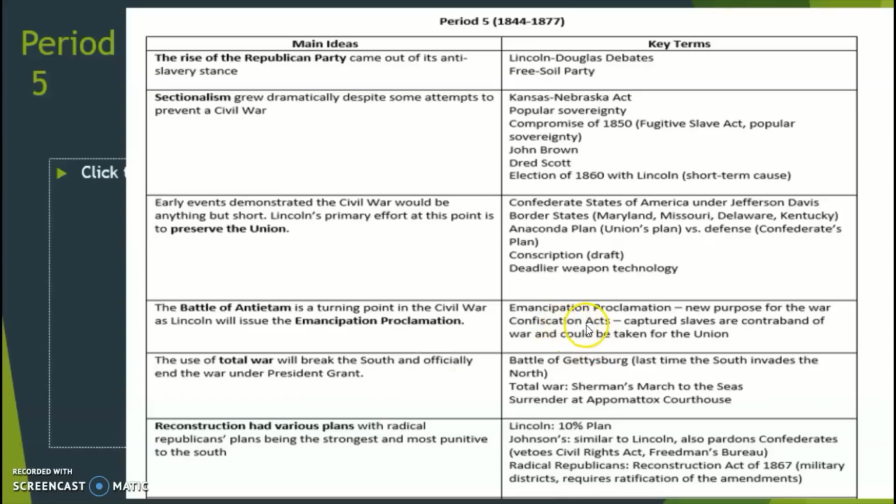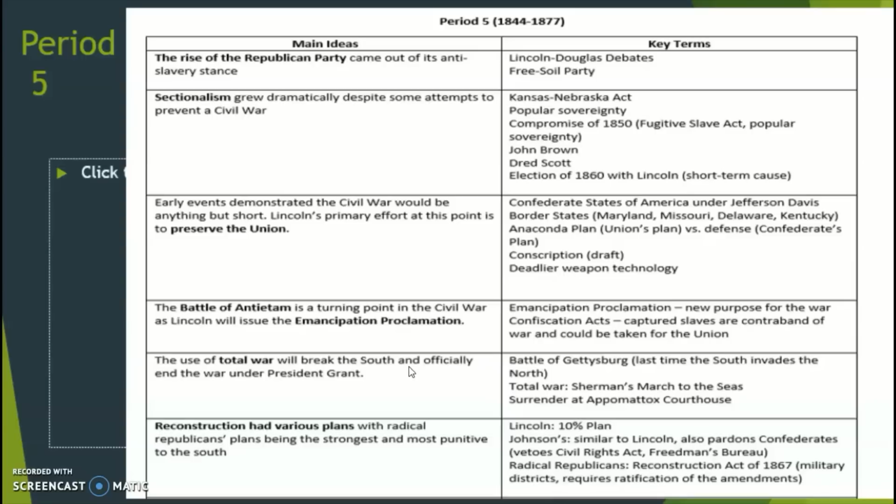Coupled with that is something called the Confiscation Acts, which basically said captured slaves are contraband, and thus the Union could absorb them into the army because slaves were providing some labor for the Confederates. So therefore, we see the Union trying to take that asset away from the South. And the use of total war will be utilized by General, not President, Grant, my apologies, to end the war. So anything and everything is going to be destroyed. We'll also see this culminate in Sherman's March to the Sea, from Atlanta to the Atlantic Ocean. And also, we'll officially see the surrender at Appomattox Courthouse, where the Civil War will be officially ended.